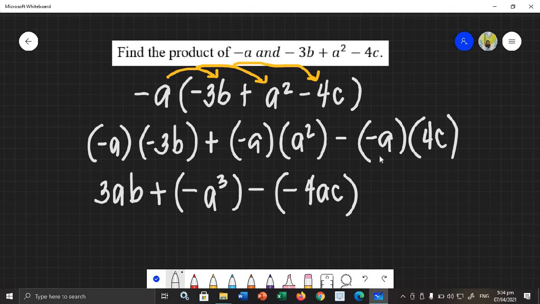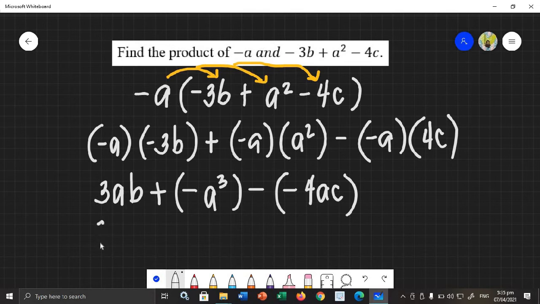Okay? So why did it become negative 4? The numerical coefficient of a is negative 1, right? So negative 1 times 4, the answer is negative 4. And then a times c, just combine them: AC. Okay? And then as you can see here, there is still a parenthesis, so we need to cancel the parentheses by multiplying the signs.